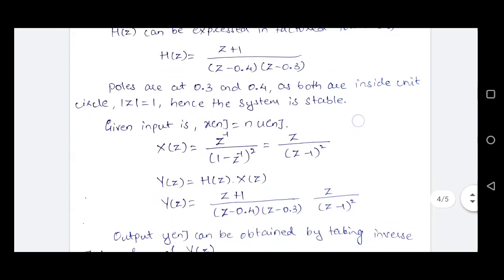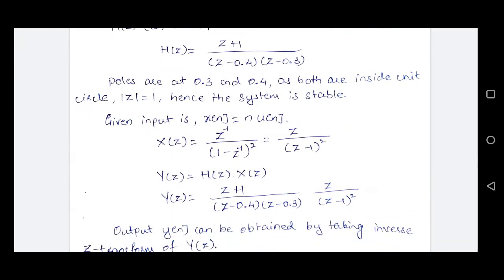Now the input is given as x(n) = n u(n), which is a ramp sequence. Taking the z transform, we know that the z transform of the ramp function is X(z) = z^-1 / (1 - z^-1)^2, or writing this in positive powers of z, X(z) = z / (z - 1)^2. Now to obtain Y(z), we'll multiply X(z) with H(z).